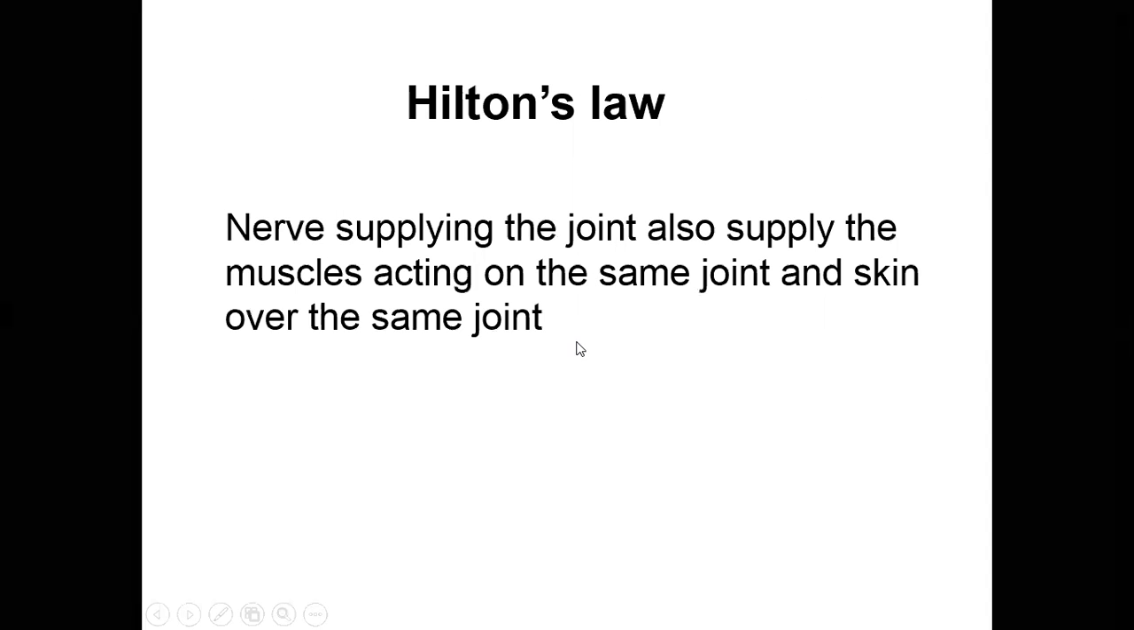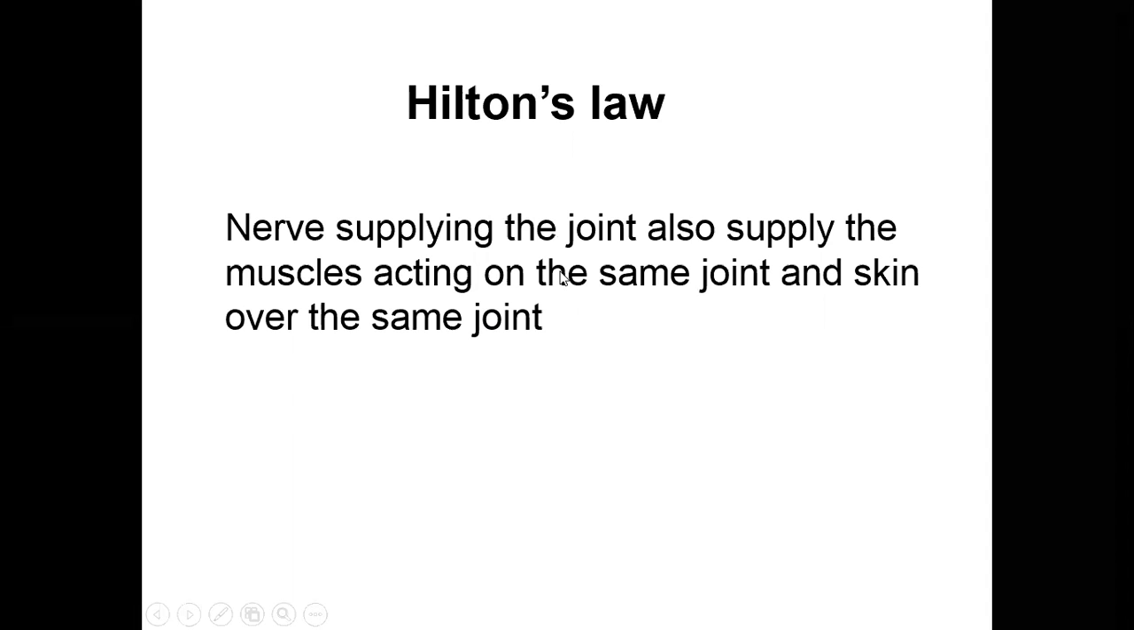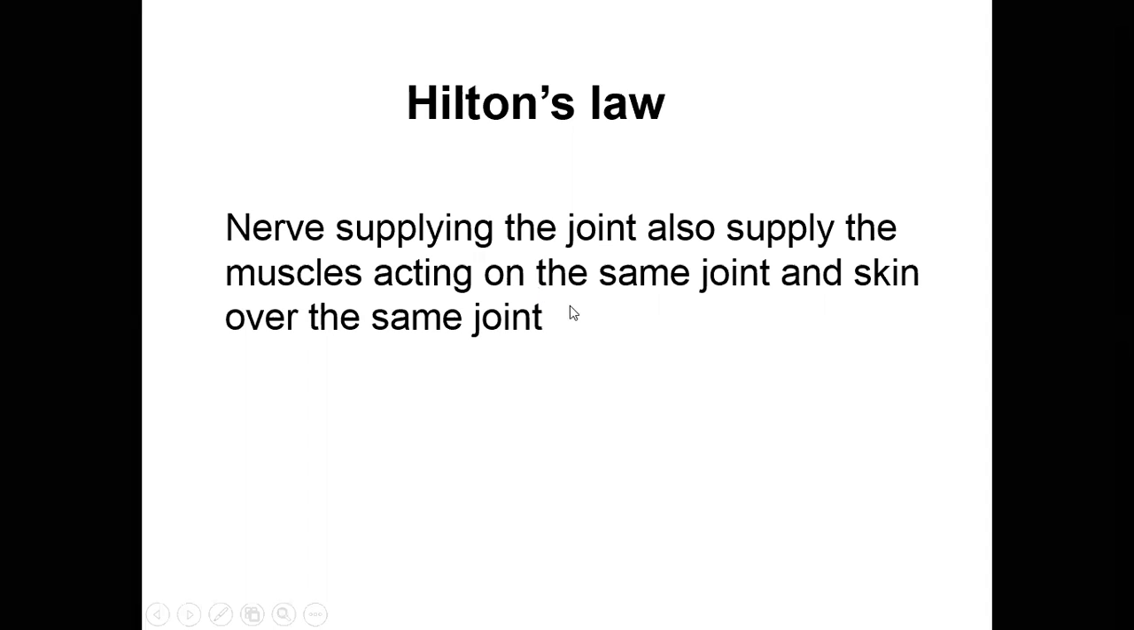Now there is a law which is related to the joint here, which is called Hilton's law, that says that a nerve supplying a joint also supplies muscles acting on the same joint and the skin over the same joint. So a nerve, if it is supplying a joint, that can supply the nearby muscles which are acting on the particular joint. For example, if shoulder joint, you see the shoulder joint. Suppose a nerve is supplying the shoulder joint, the same nerve will supply the muscles which are acting on the shoulder joint, which can cause some movements on the shoulder joint, and also the skin over the shoulder joint. So that's called Hilton's law.